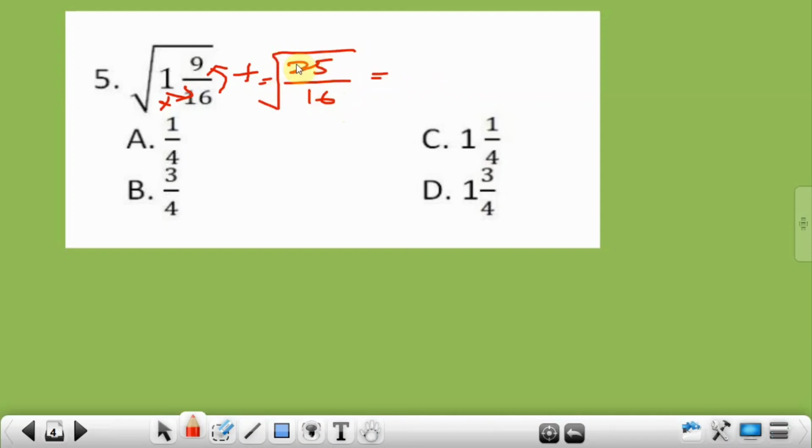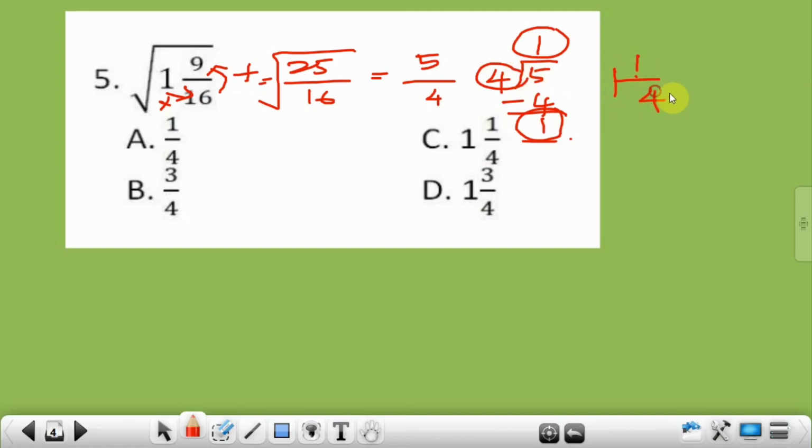Okay, so now the square root of 25 is 5. Okay, and the square root of 16 is 4. Okay, so 5 over 4, we divide it. Okay, so we will get the answer, 1 over 4. Okay, so C is the answer.